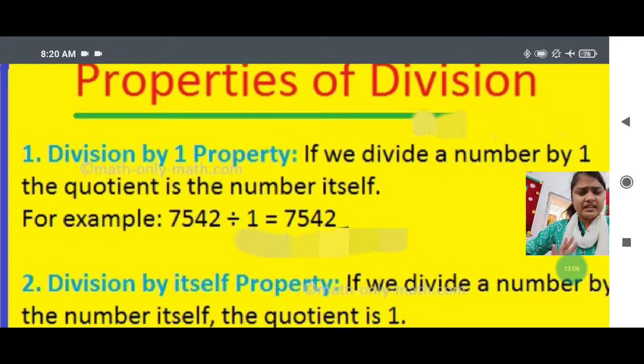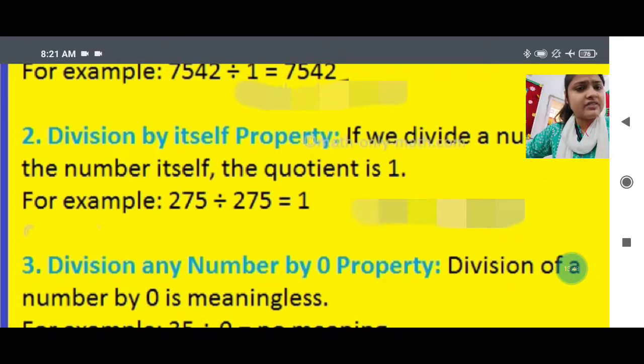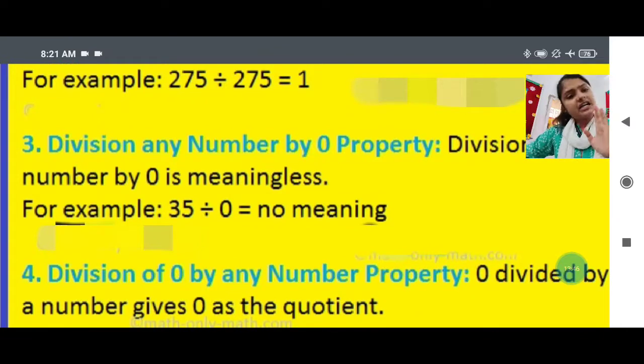Now let's move ahead with the properties of division. Division by 1 property. What is it? If we divide a number by 1, the quotient is the number itself. You can see when 7,542 I am dividing by 1, I am getting the same answer. So any number when divided by 1, we get the same. Next property. Division by itself property. When any number is divided by itself, we get the quotient as 1. 275 we are dividing by 275. The quotient is 1. There is no change. We will get 1 when a number is divided by itself.